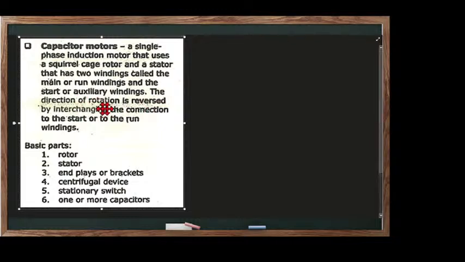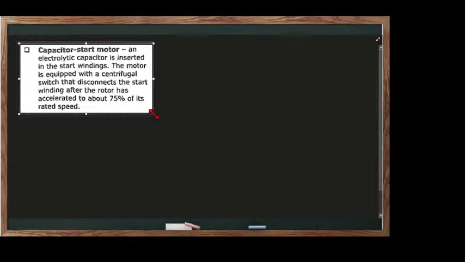So, the direction of the rotation is reversed by interchanging the connection of the start or to the run winding. So, pwede kapag gusto nating i-reverse yung rotation ng ating capacitor motor, so pwede nating i-interchange yung connection ng starting winding, pwede din sa run winding. So basic parts, we have the rotor, stator, end plates or brackets. Then we have the centrifugal device. So ito yung nagko-control ng starting at ng run na winding, no? Then the stationary switch, then one or more capacitors.